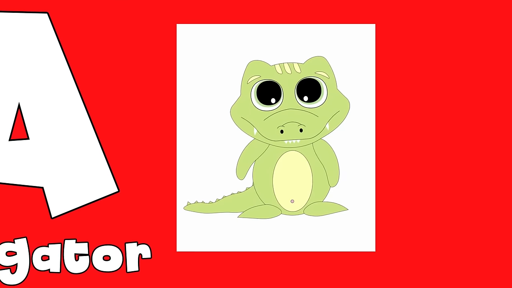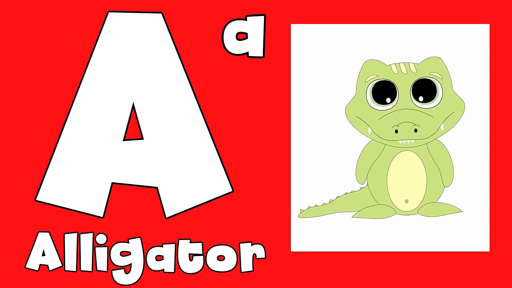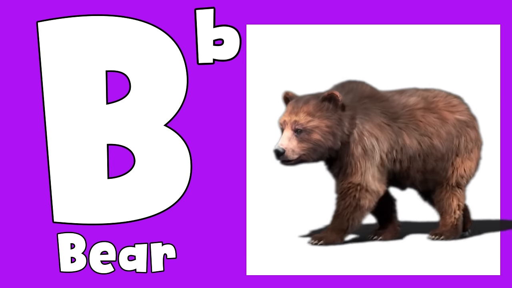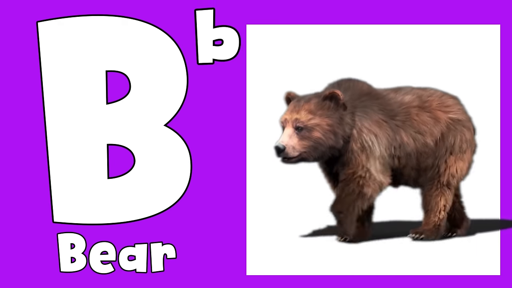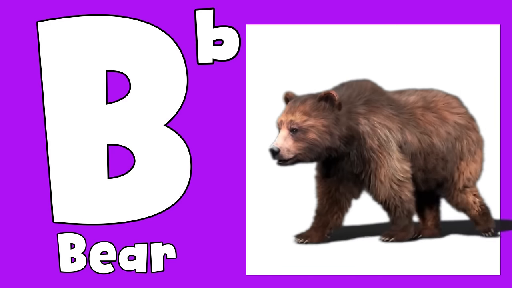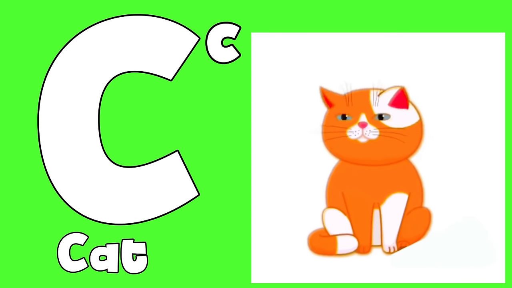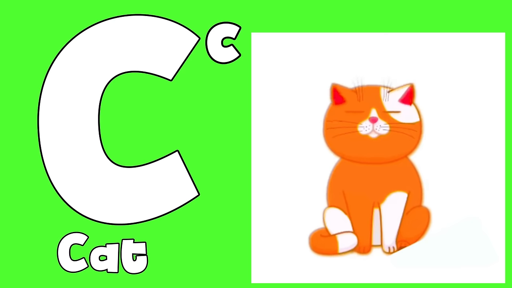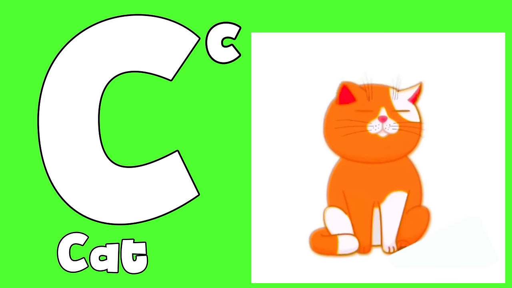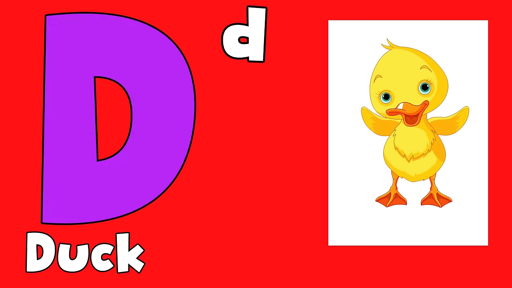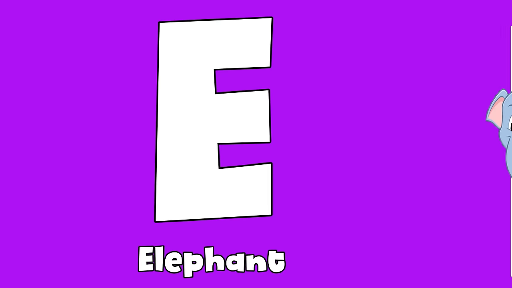A is for alligator. Alligator. B is for bear. B, bear. C is for cat. C, cat. D is for duck. D, duck. E is for elephant.